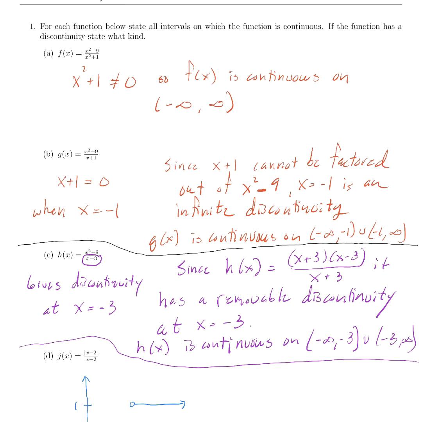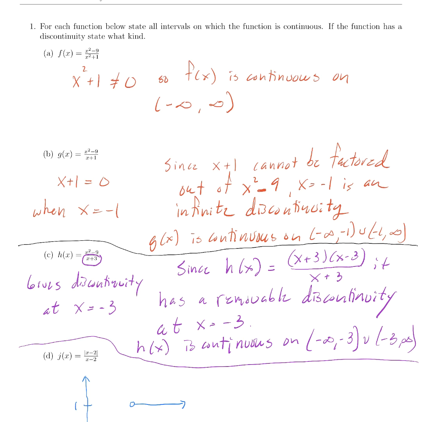Okay, so here we're looking at some rational functions in the first three examples, and those discontinuities are going to occur if the denominator is equal to 0. In this first example, x squared plus 1 is always positive, hence will never be equal to 0, and so our function is continuous on all real numbers, or from negative infinity to infinity.